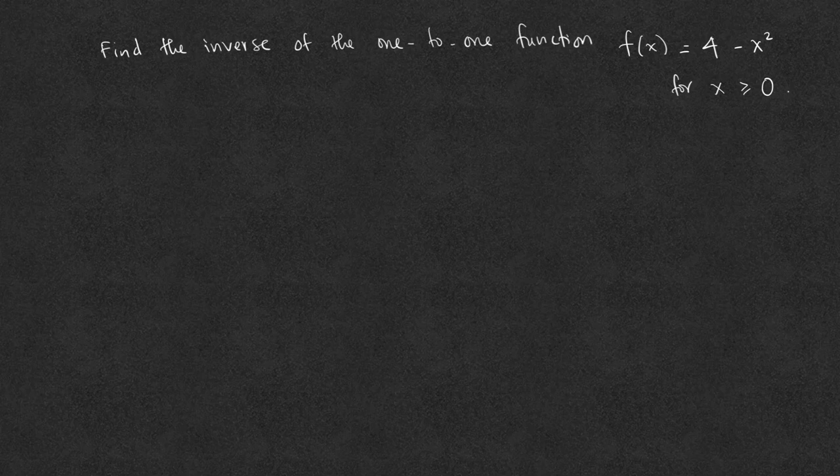Find the inverse of the one-to-one function f of x equals 4 minus x squared for x greater than or equal to 0. This is a quadratic whose graph is a parabola. Since the coefficient in front of the term negative x squared is negative, we have a parabola concave down.